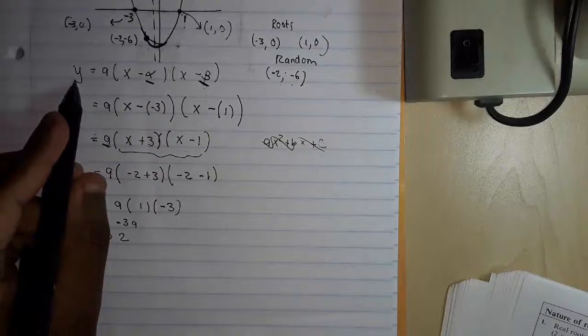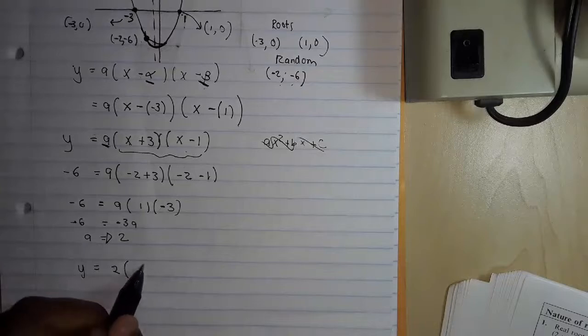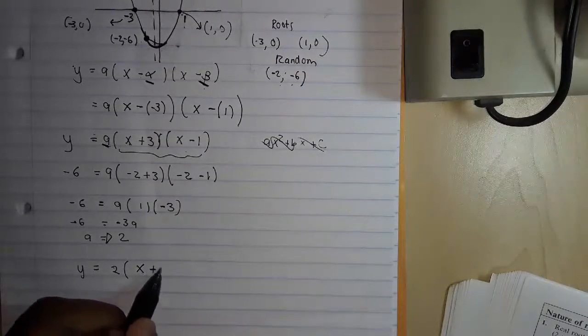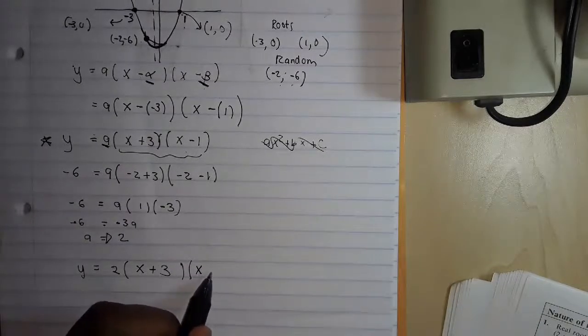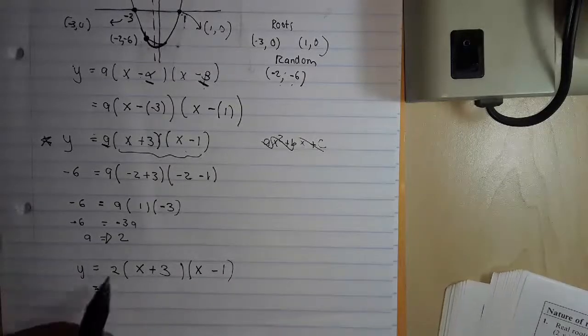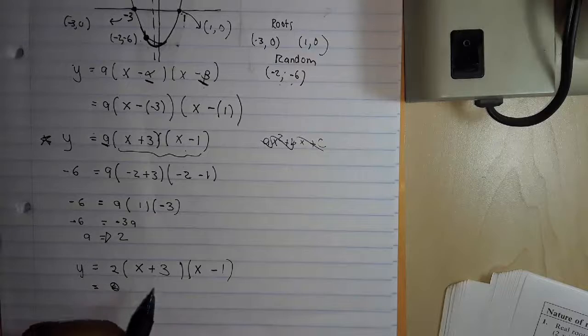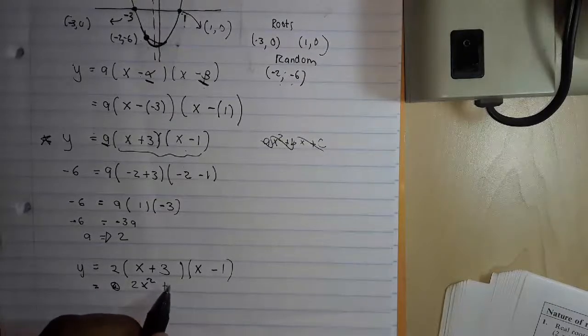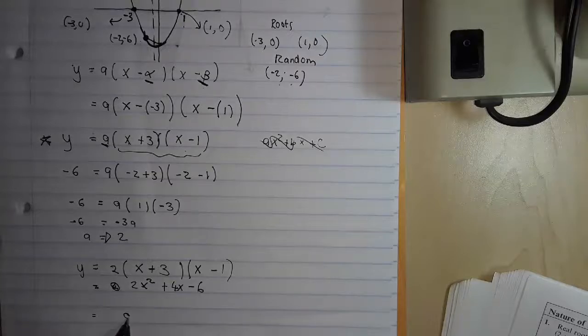And then the next thing is you go back to that and you say y equals 2(x plus 3)(x minus 1). So we have this equation now. We can distribute, and if you distribute this, you'll get an answer of 2x squared plus 4x minus 6. This is the answer you'll get. So notice now, this is now written in the form of ax squared plus bx plus c.